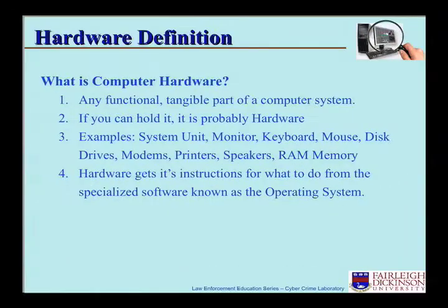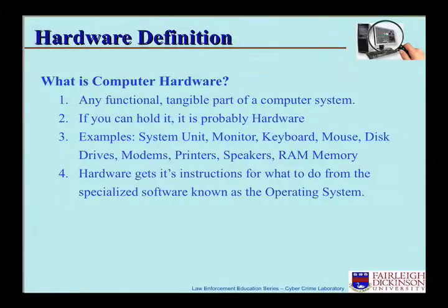when we're accounting for the list of evidence that has been seized, that we classify things as either hardware or application software. Again, as I said earlier, any functional, tangible part of a computer system is generally considered hardware. If you can hold it, if you can pick it up, it's probably hardware.